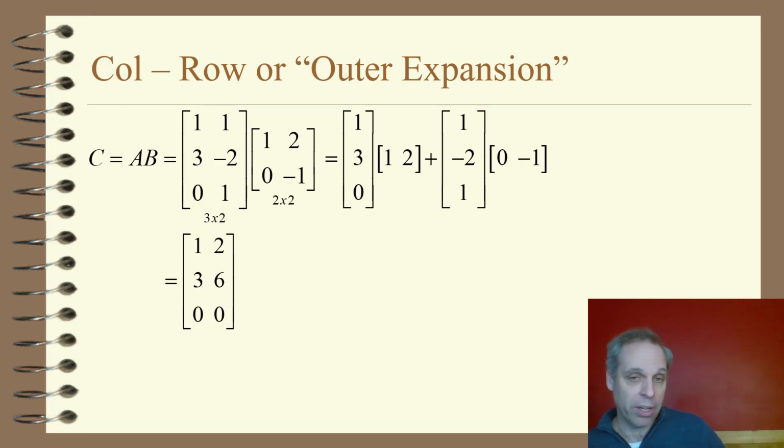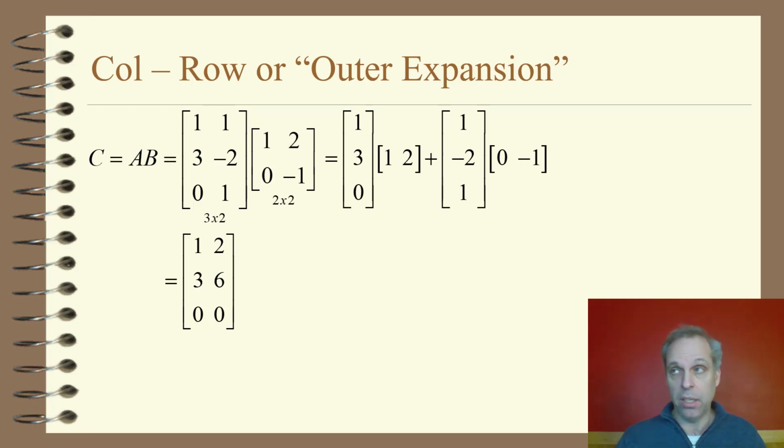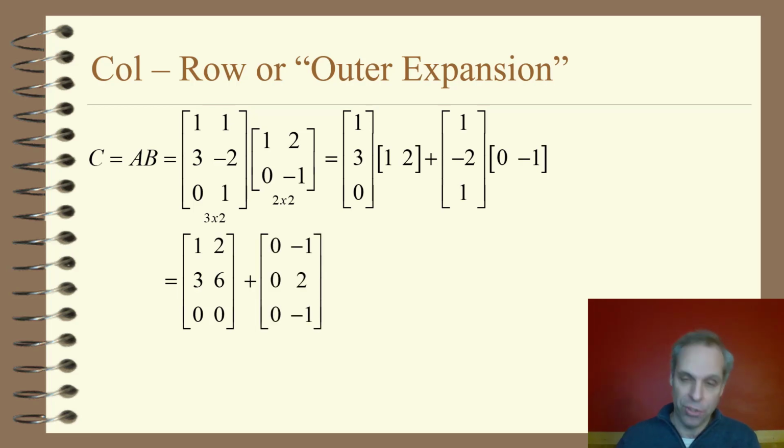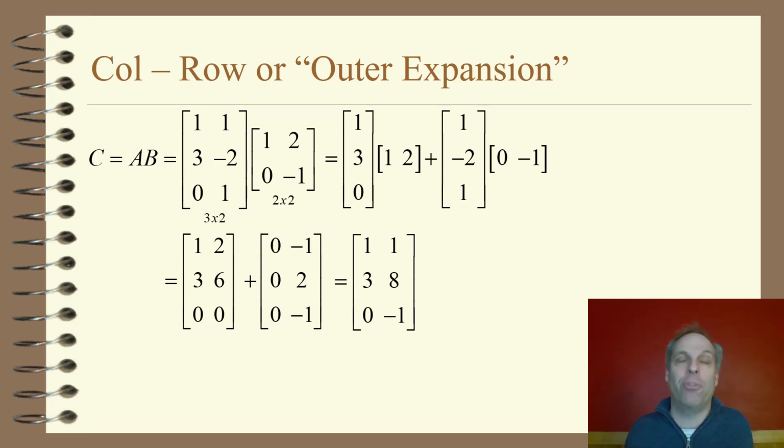The second product in that outer expansion is the column vector 1, negative 2, 1 times a row vector. That will then be a 3 by 2 matrix, and the result will be a bunch of columns, where the columns are multiples of the vector 1, negative 2, 1, and the scalars are found in the second matrix in that product. That would then be this: 0 times the first vector, and negative 1 times that vector, 1, negative 2, 1. Then if you add those together, you get the answer. And that's the exact same answer we got before.